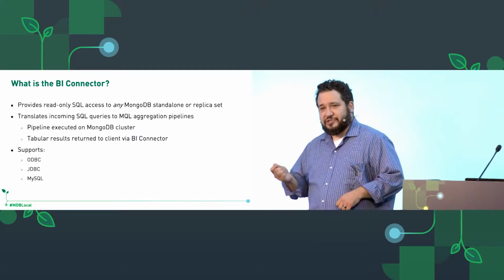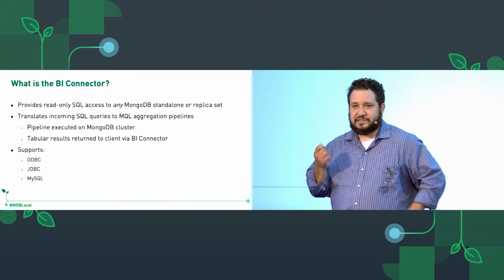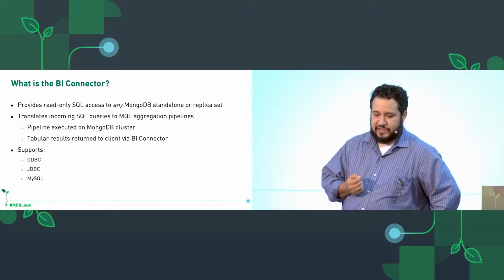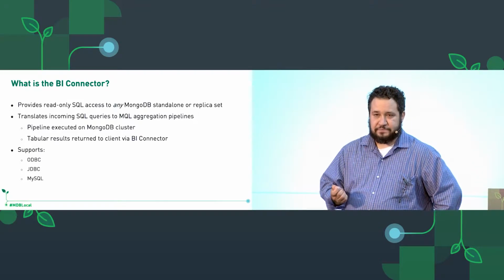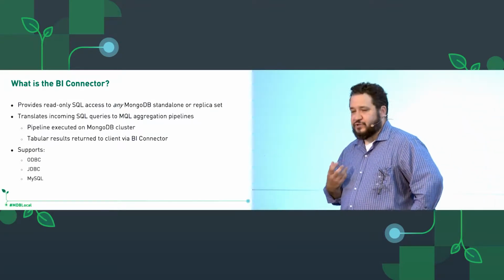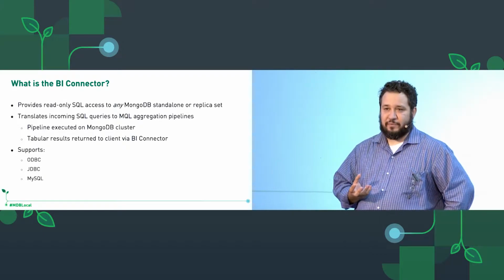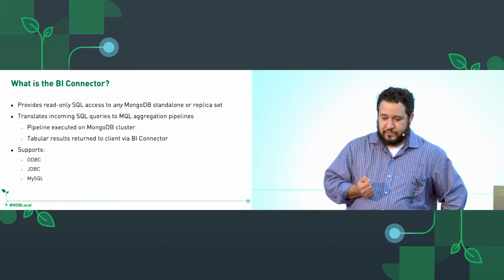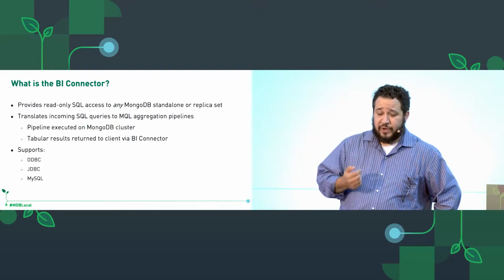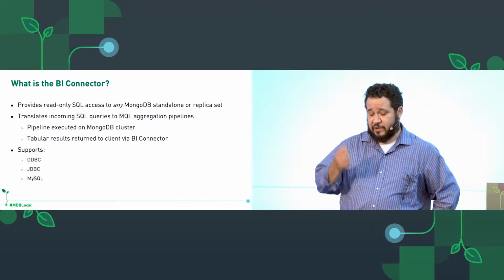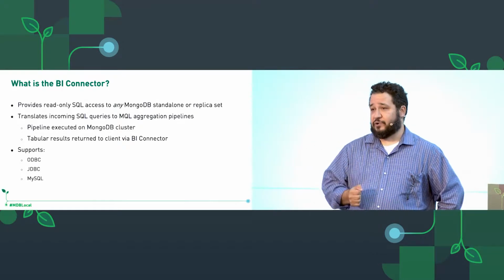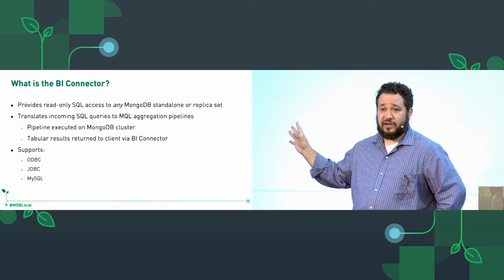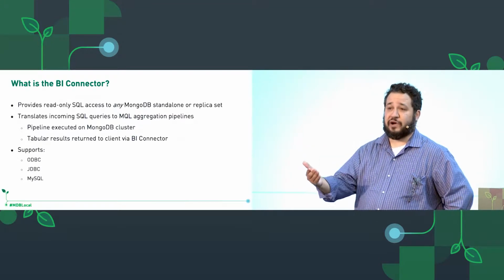So what does it do? The BI connector provides read-only SQL-based access by translating incoming SQL queries to MQL aggregation pipelines. It then retrieves those results, puts them back into a tabular format, and returns it to the client as if they were querying a MySQL database. In terms of connectivity, we provide connectivity to the BI connector via ODBC, JDBC, and the MySQL wire protocol. So any application that can speak via these protocols can access the BI connector and can query MongoDB using SQL.